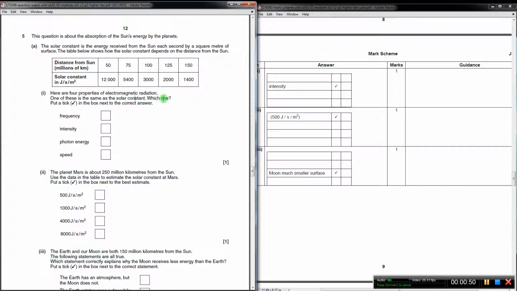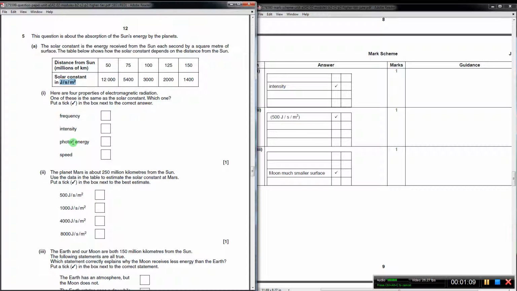Which one? Now, this seems like a really bizarre question. If you get a question like this and you're not really sure which one is the same as the solar constant, then the thing to look at is the units here. What are the units of the solar constant? Because if something's going to be the same as the solar constant, it must have the same units.